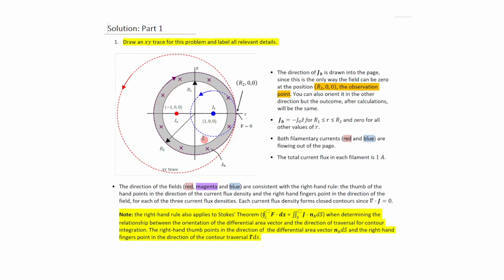Now we also know that the direction of the field for each one of these current flux densities can be determined using a right-hand rule. These are infinitely long filaments and shells. If the current is flowing out of the page, you put your thumb in the direction of the current and the field points in the direction in which your fingers curl.